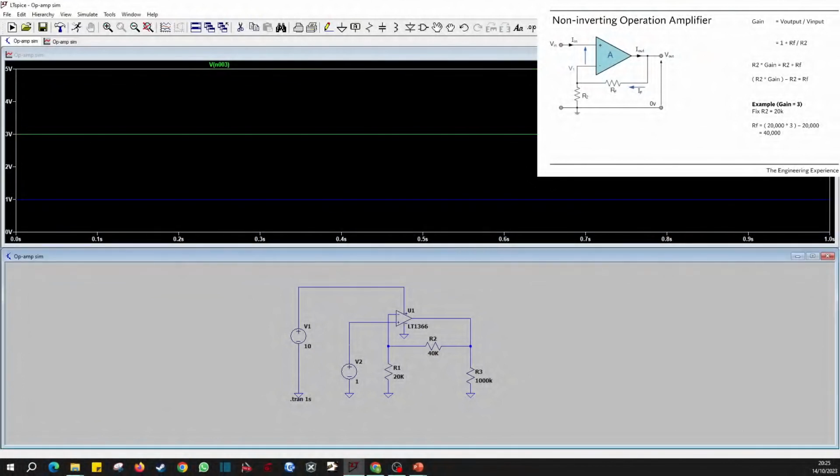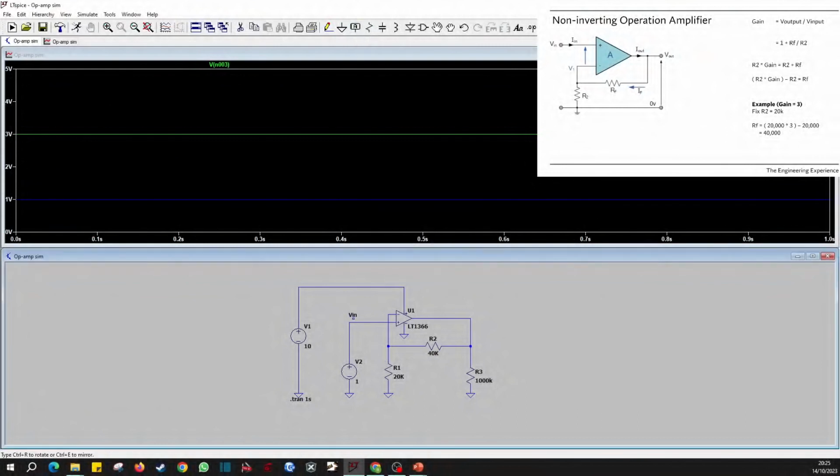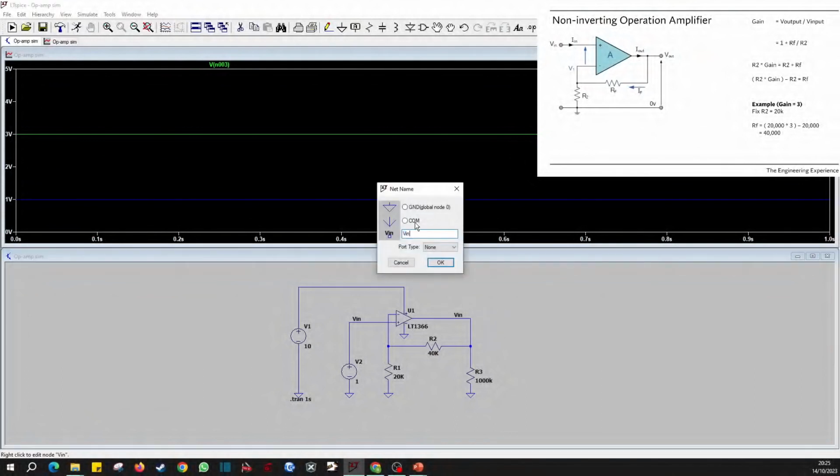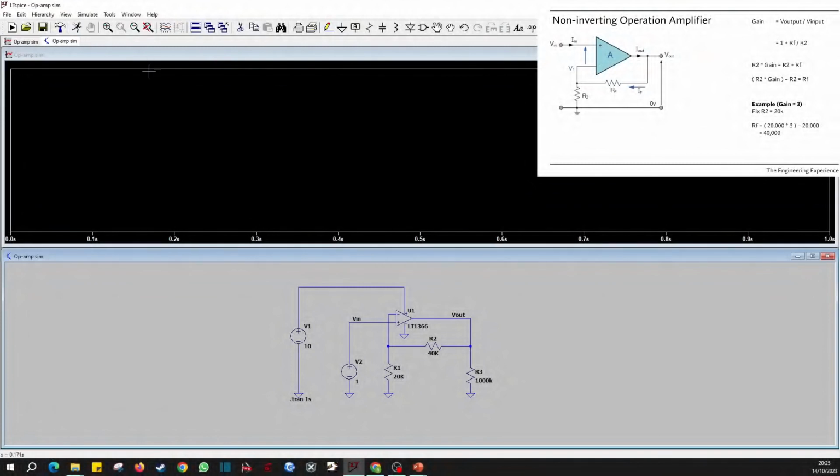As you can see, we are applying an input voltage of 1 volt, which you can see on the blue line, and we are getting an output voltage of 3 volts, which you can see on the green line. We can add net labels to this to make the graphs easier to read. So for example, I can say Vin, and I can change this to Vout. If I press simulate again, I will get the same things, but the labels will have changed to Vin and Vout.